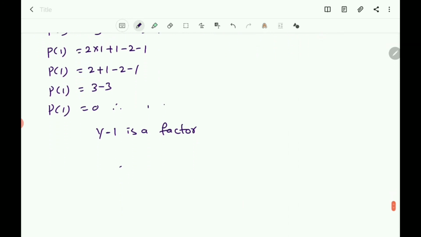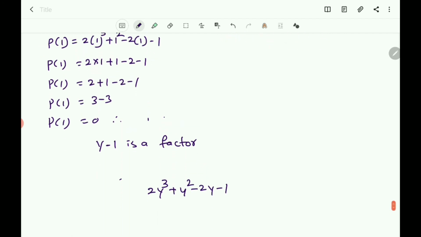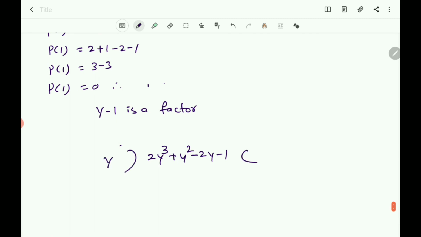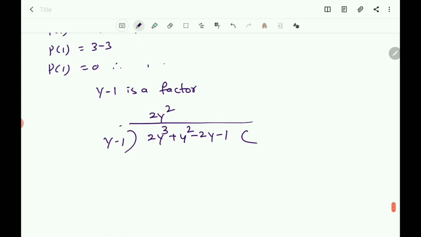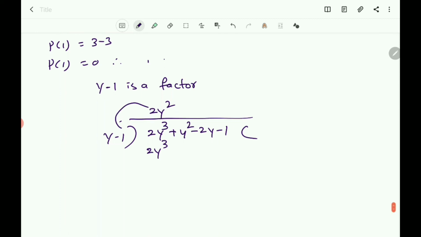Then you divide 2y cube plus y square minus 2y minus 1 by y minus 1. Here it is y and here 2y cube is there. Therefore you multiply y by 2y square. Then y into 2y square is 2y cube, and minus 1 into 2y square is minus 2y square.